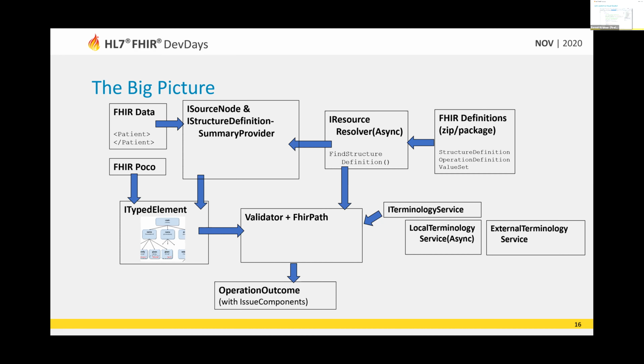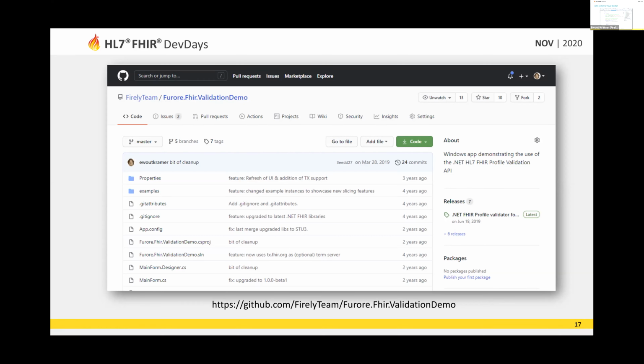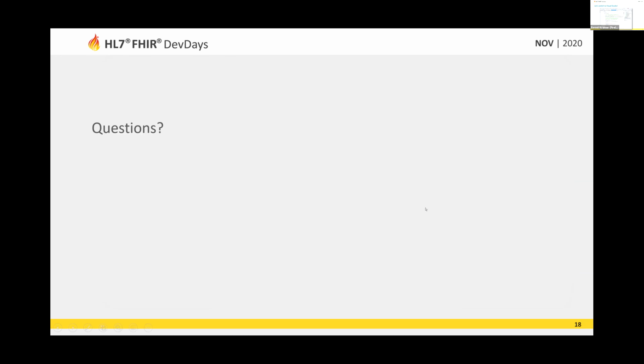This was the high-level picture where the ISourceNode and data was. And once you get to ITypedElement, you can run the validator. And this GitHub repo, which is the FHIR team validation demo repo, has code to show how to actually do that. So it contains most of the stuff we saw today, plus code on how to run the validator. That's what I'd like to show.